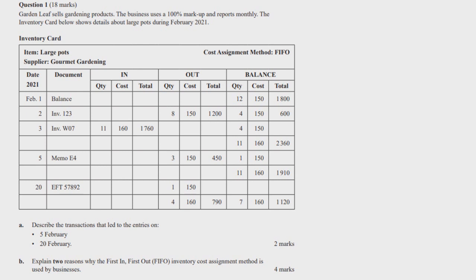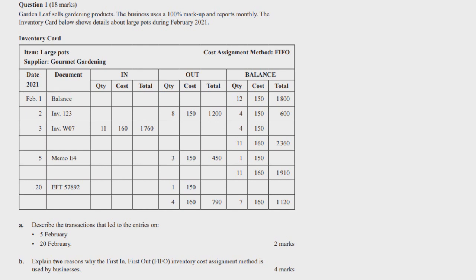And then on the 20th of Feb, what we've got here is an EFT. Now, it could be either a cash sale or a cash purchase. But since it's in the out column, we know it's a cash sale, because inventory is leaving the business, and the only reason inventory is leaving the business is if we sold something for cash.